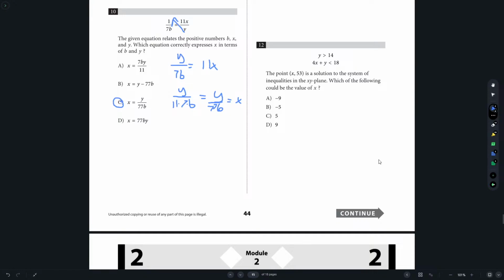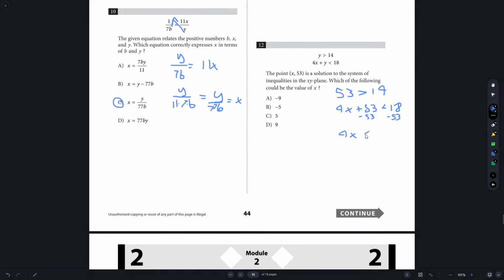The point x comma 53 is a solution to the system of inequalities in the xy plane. Which of the following could be the value for x? So we know y is 53. So we have 53 is greater than 14. Phenomenal. And then we have 4x plus 53 is less than 18. Okay, so we're going to subtract 53 from both sides.